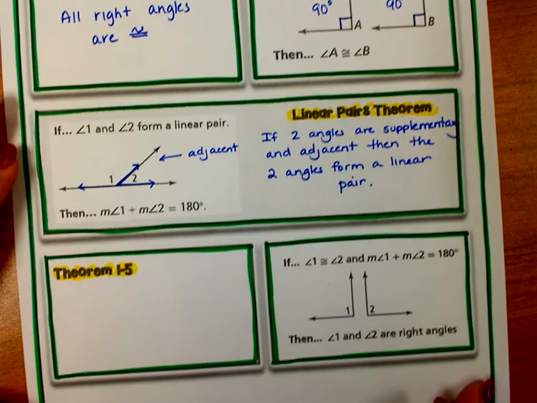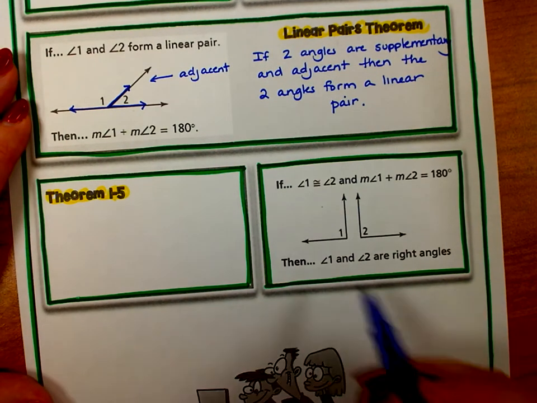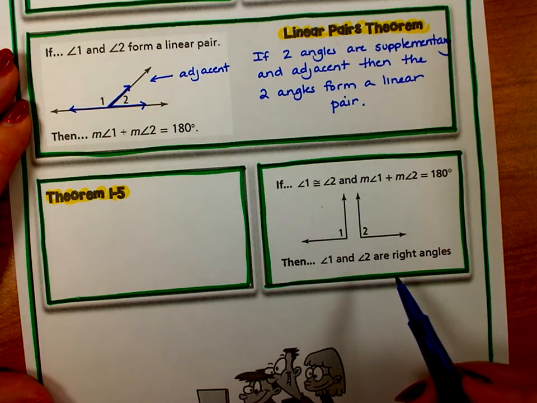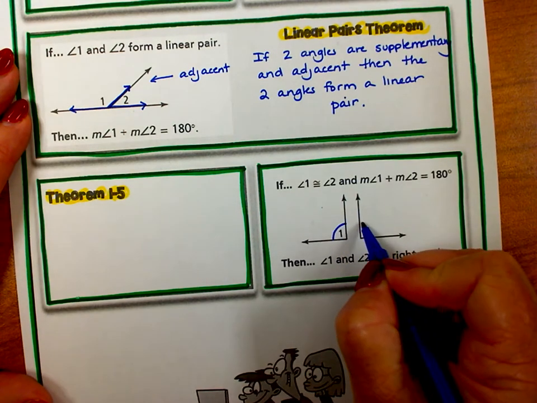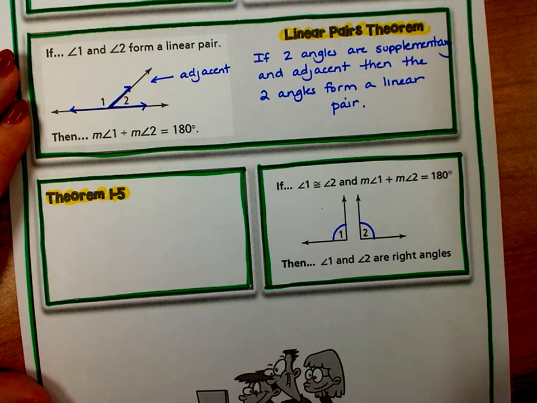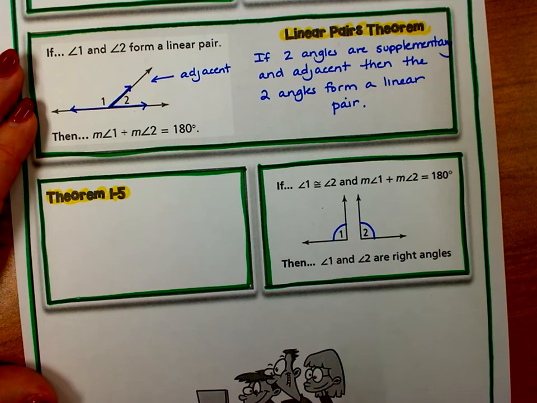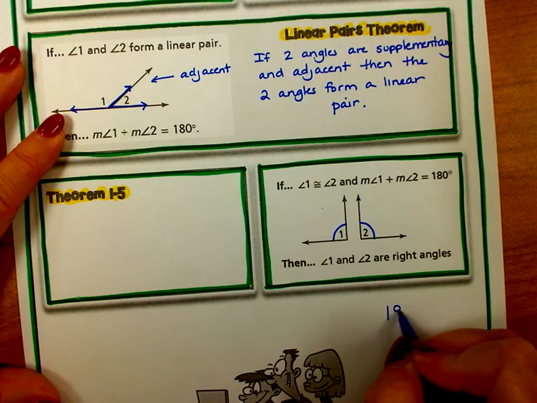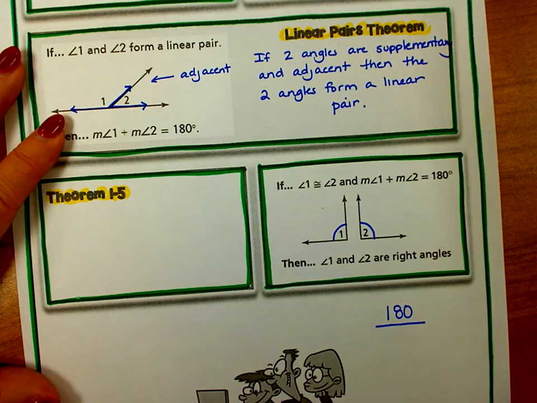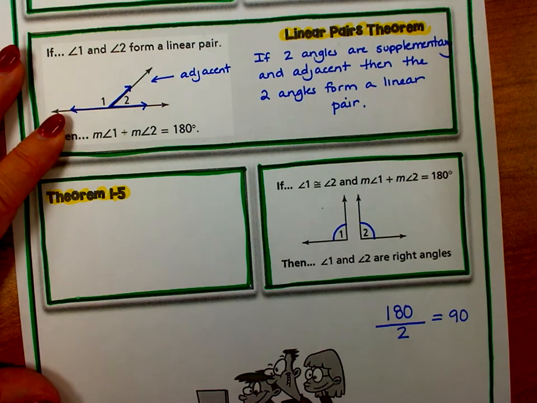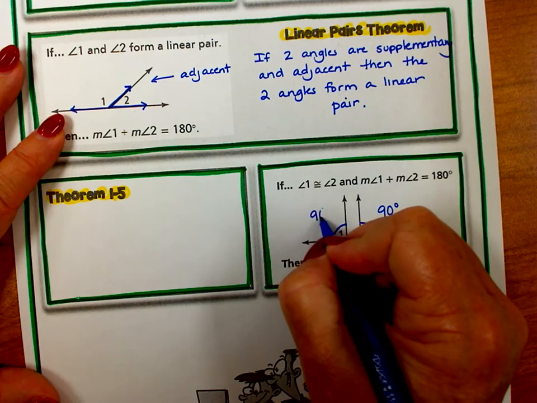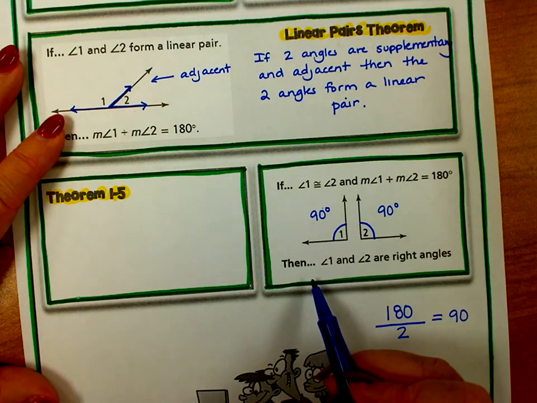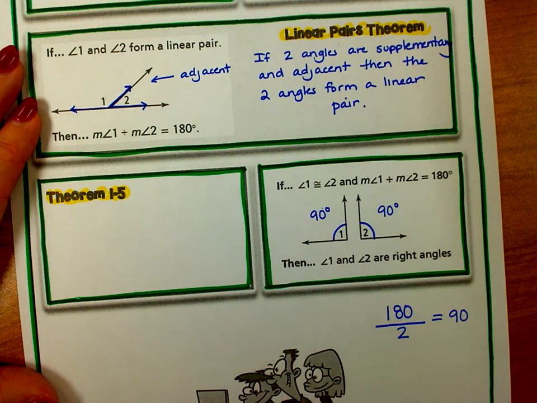Okay, last theorem. We have two angles here that are congruent to each other. So we know they're congruent. We can mark them with an arc like we did on the other page. And we know that these two angles add up to 180 degrees. These two angles have the same measure, so if we divide 180 by 2, we get 90, and that means that both angles measure 90 degrees. And then angle 1 and angle 2 are right angles.